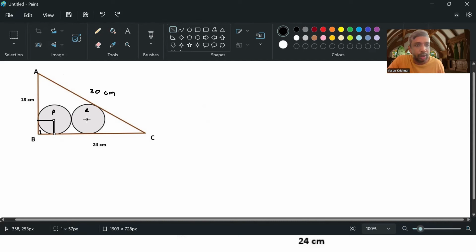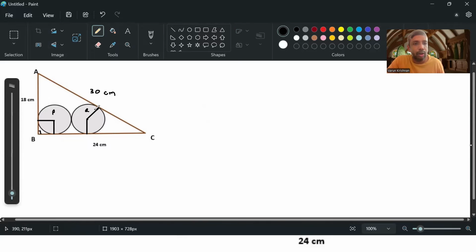And from Q, if I draw the normal onto BC as well, and if I draw the normal from Q onto AC as well, then all of these will be equal to R. So this is R, this will be R, this will be R, this will be R, and all of these will be right angles as well. So clearly this quadrilateral is a square, and this quadrilateral is a kite.